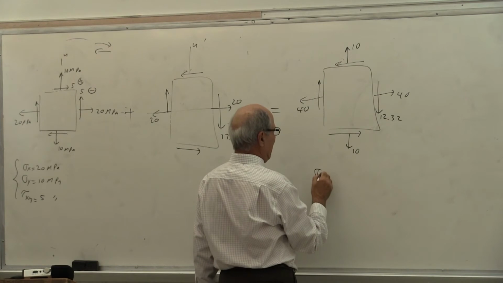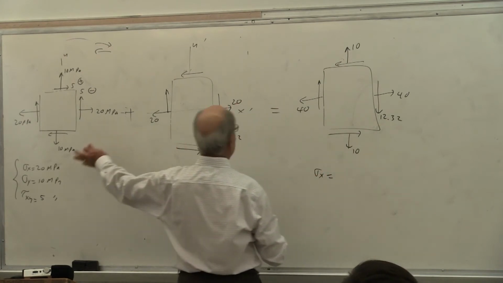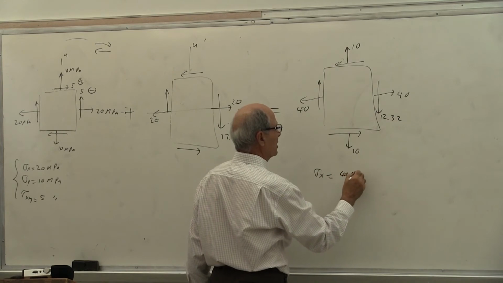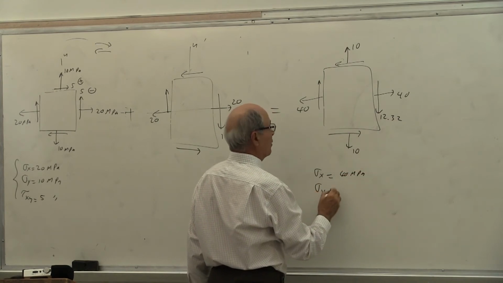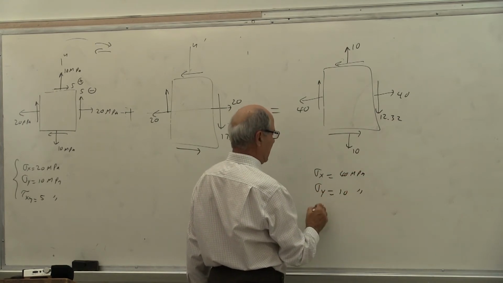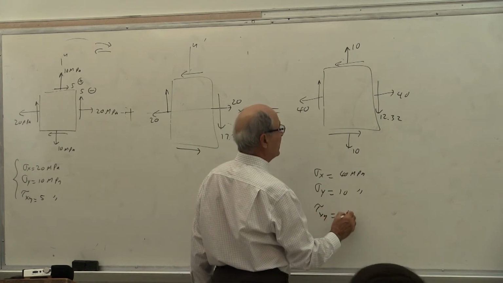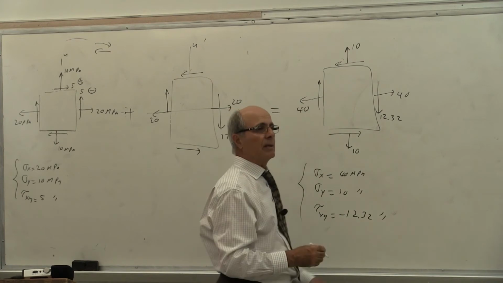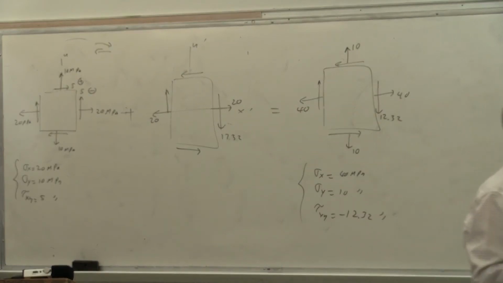So if somebody asks you what's the summation of these stresses, now sigma x equal to 40 megapascal, sigma y is 10 megapascal, tau xy is equal to minus 12.32 megapascal. Is that correct or not? Do you have that in your homework?